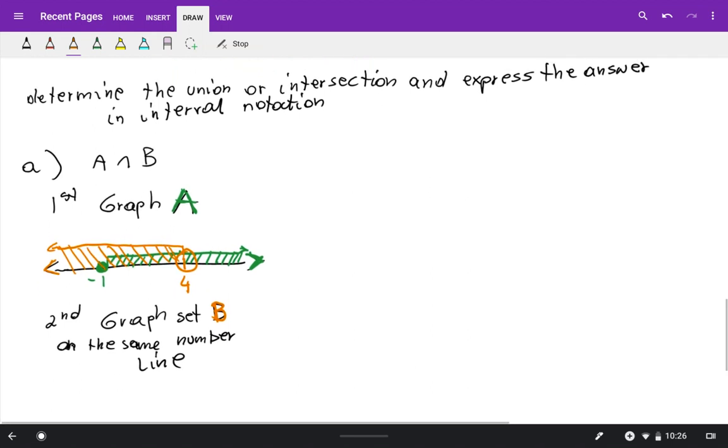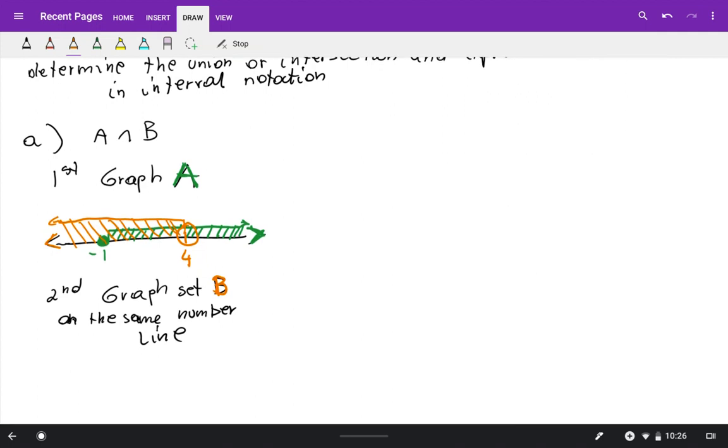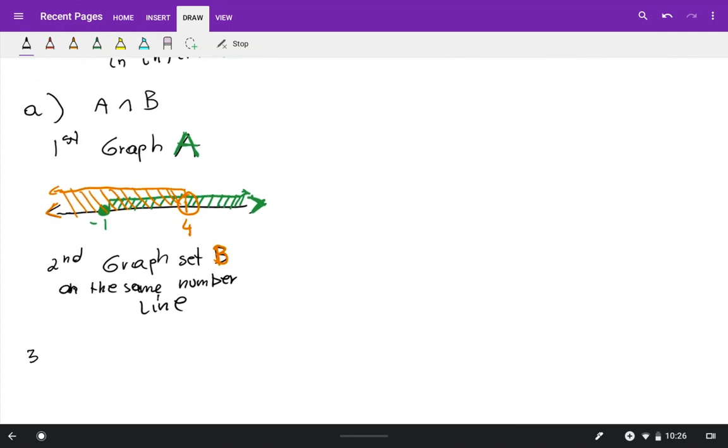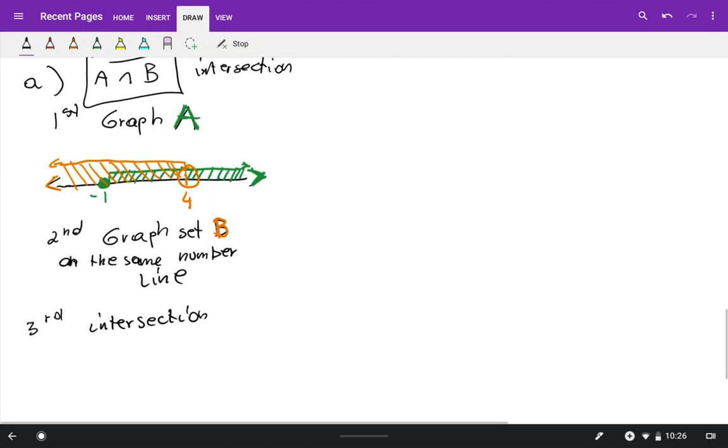Okay, and now the third step: don't forget that we're looking for the intersection. You have to read the intersection, and you need to write the answer using interval notation. The intersection of A and B is the part where the two colors overlap.